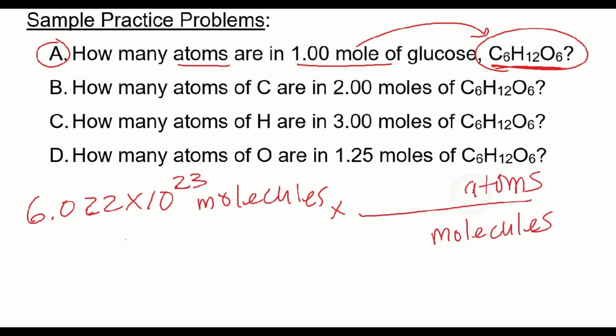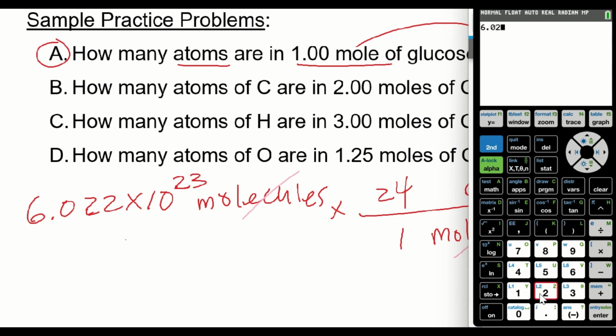So conversion factors are ratios of equality. So we have 6 carbons, 12 hydrogens, and 6 oxygens. So that's 12 plus 12 is 24 atoms for every 1 molecule of glucose. So let's cancel out these units that are on the top and bottom and plug this into our calculator.